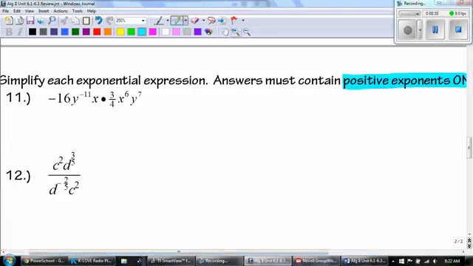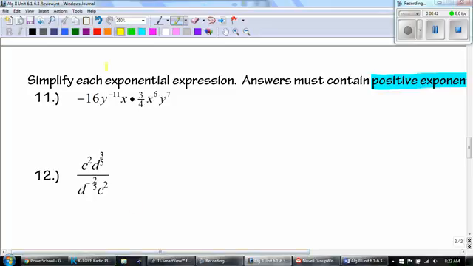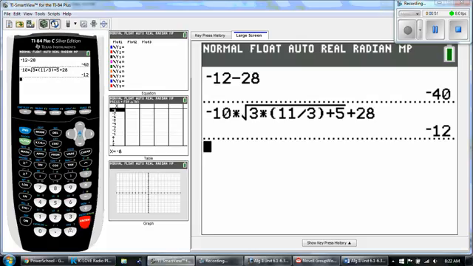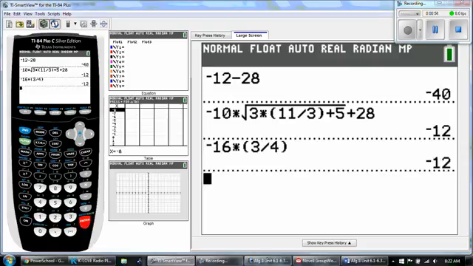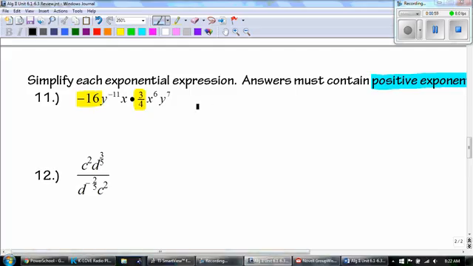Okay, so for number 11, what we do first is look at the coefficients, the numbers out front, and I need to multiply them. So that's negative 16 times 3/4, and we get negative 12. Okay, so negative 12, that's my first part. Now I need to look at the variables in alphabetical order. So I have x to the first and x to the sixth. I add those exponents to get x to the seventh.